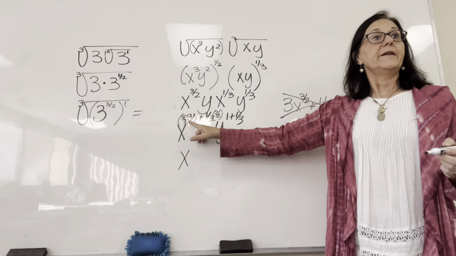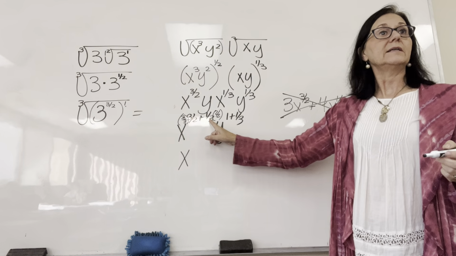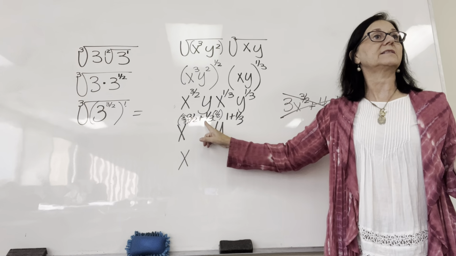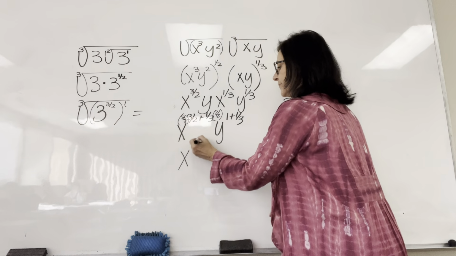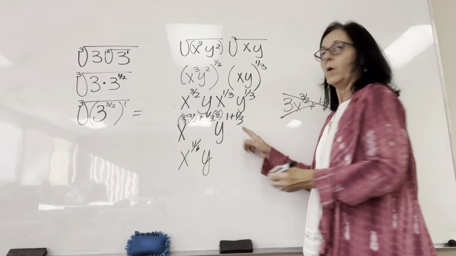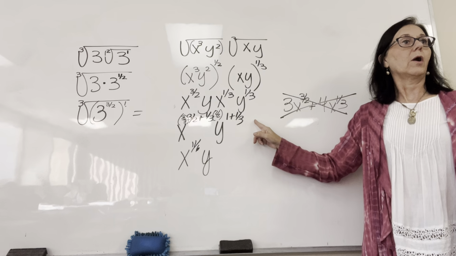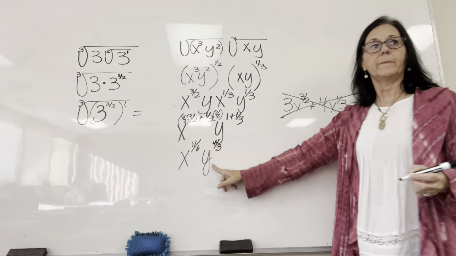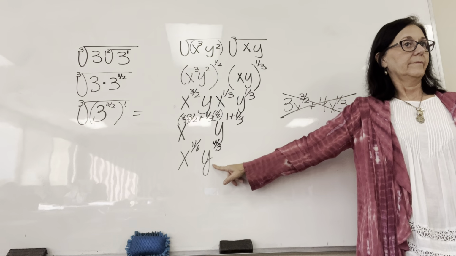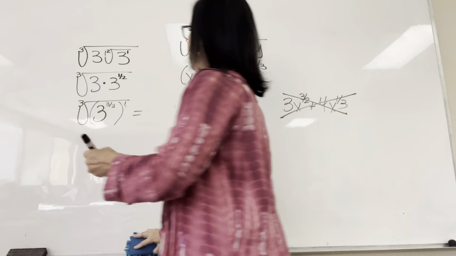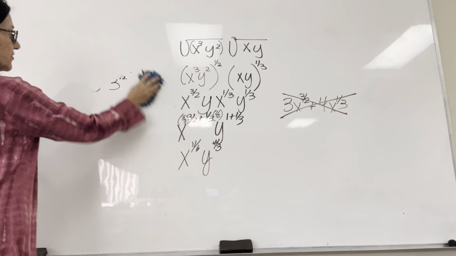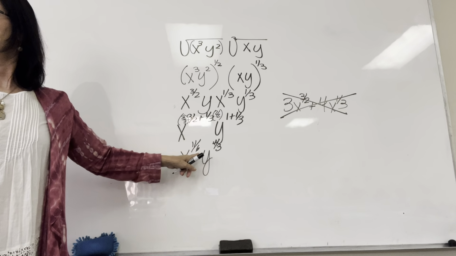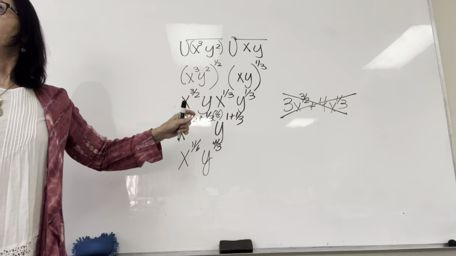And I have x to the 9/6 plus 2/6. What's 9/6 plus 2/6? 11/6. What's 1 1/3 more? 4/3. This will be your final answer. If I ended up with x to the 12/6, then what would I write? 2. X squared, right?